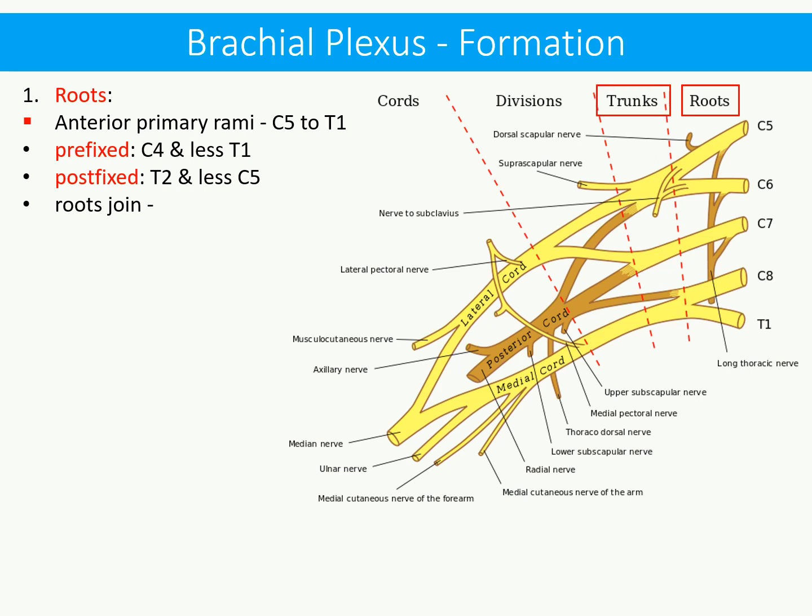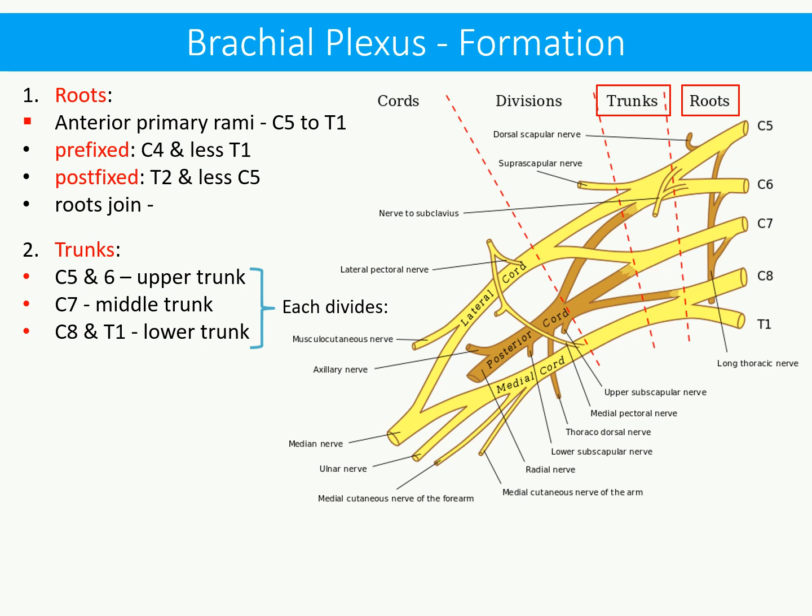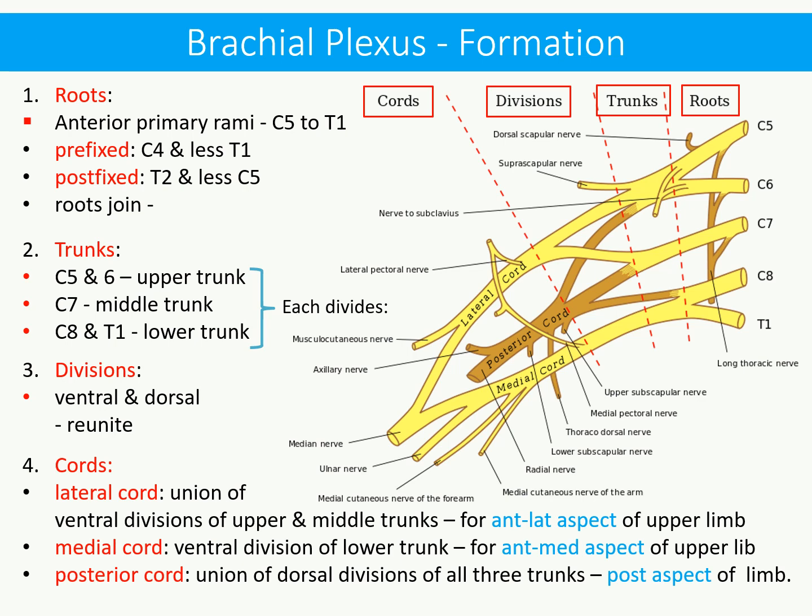Now the roots join to form trunks. C5 and C6 join to form the upper trunk. C7 itself makes the middle trunk, whereas C8 and T1 join to form the lower trunk. Each of these three trunks divide into divisions, and those are ventral and dorsal. These divisions reunite and form cords.